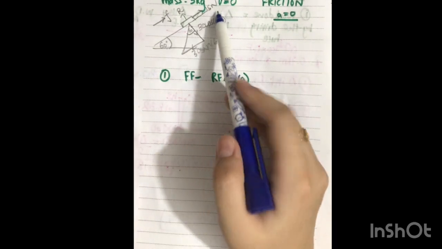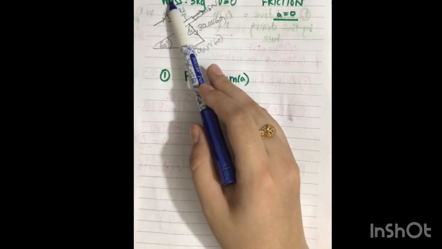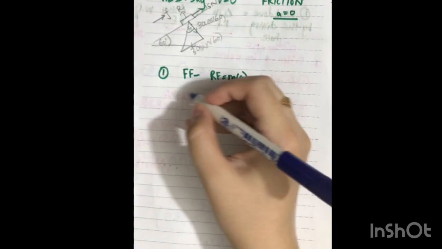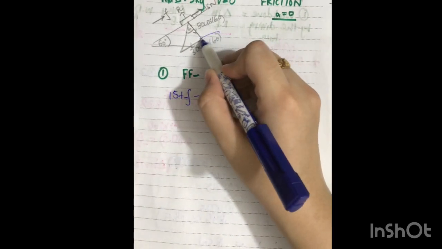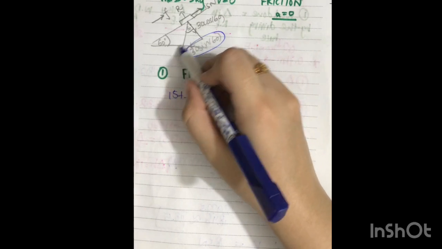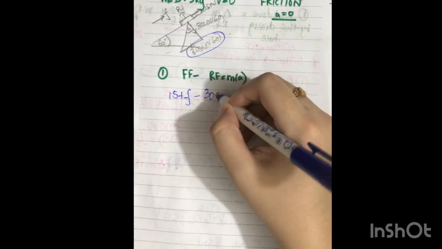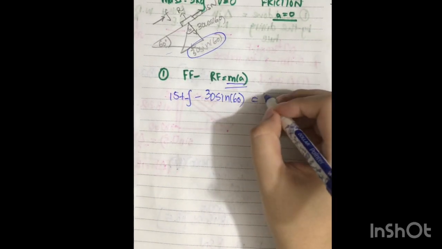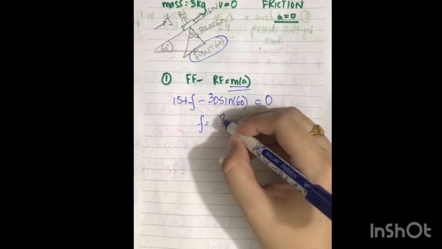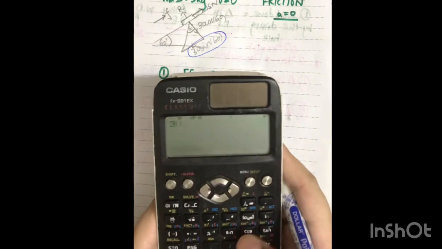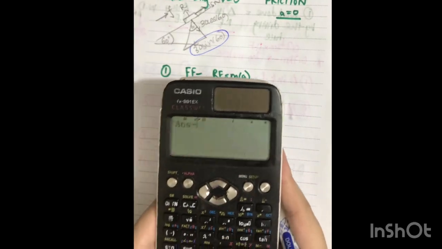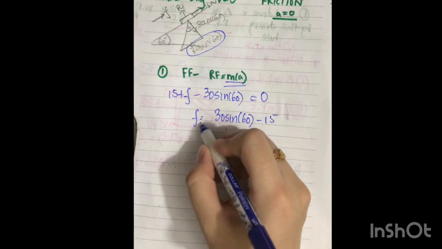So in this scenario, the 15 Newton force and the force of friction are trying to move the block upwards. So we will take that as the forward force. So 15 plus the friction, but the component of the weight along the plane is pulling it downwards in this direction. That is the resistive force. And since acceleration is 0, this side will automatically become 0. So friction must equal 30 sine 60 minus 15, which is 10.98.